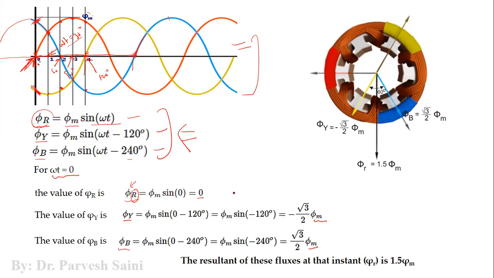So now you can relate these three values with the values at 0 degree, right? At 0, phi r is 0, yes, it is 0. Phi y is negative, yellow is negative, yes, it is negative here. And phi b, blue, is positive, which is root 3 by 2 phi m, right? Now if you see that we have these three values, one is 0, one is negative, one is positive, so it seems that the resultant should be 0, but it is not like that.